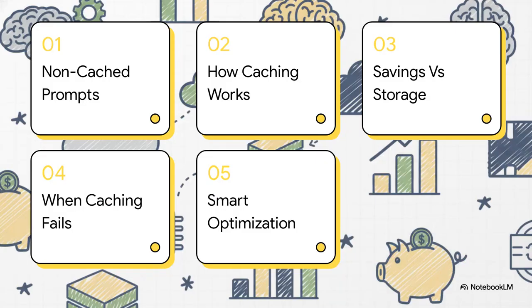All right, so here is our roadmap for this explainer. 1. Non-cached system prompts. 2. How context caching works. 3. Savings versus storage costs. 4. When caching fails. And finally, 5. Smart optimization strategies. Let's get right into it.